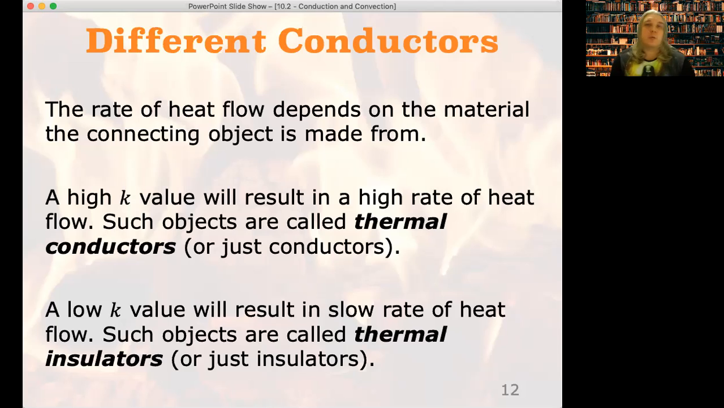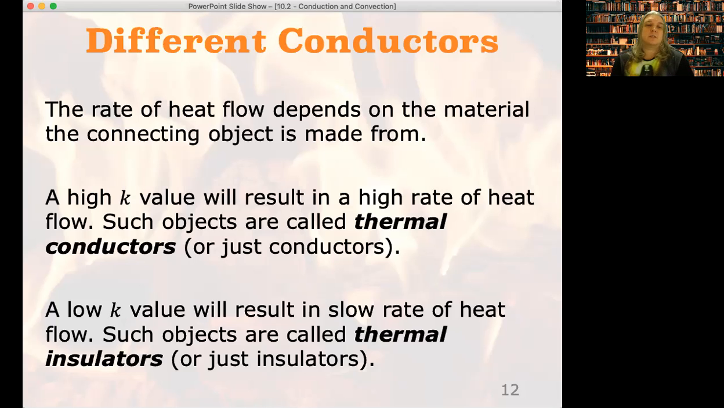If something's a good thermal conductor, it passes the energy along quickly, we get a high rate of heat flow, that means it's a poor insulator. So a good conductor is going to be a bad insulator, and likewise a good insulator is going to be a bad conductor. You can't have something that's good at both. They are just two words for the opposite of each other.